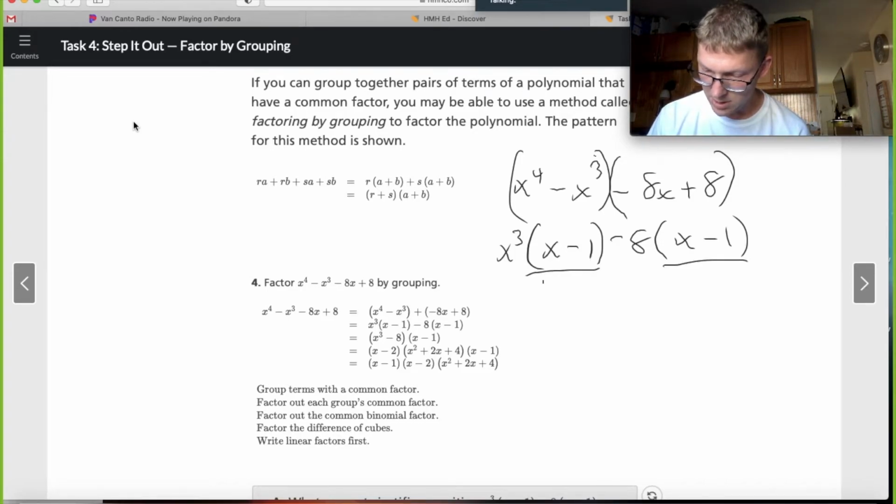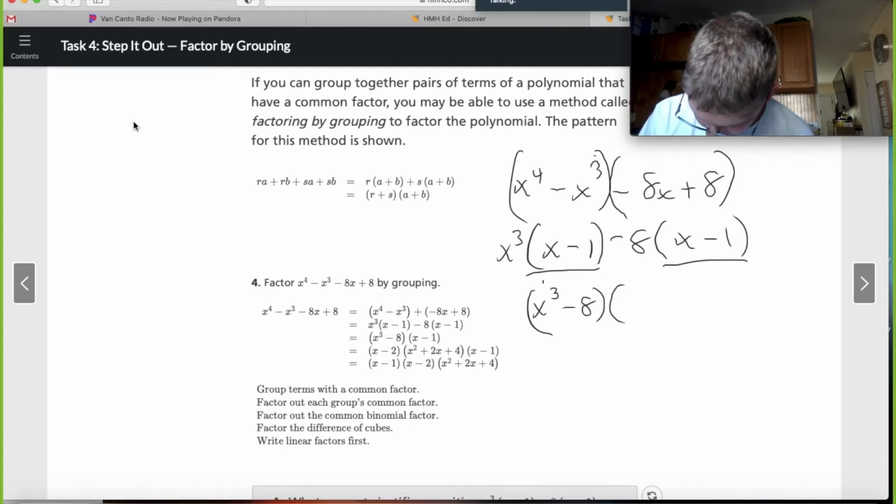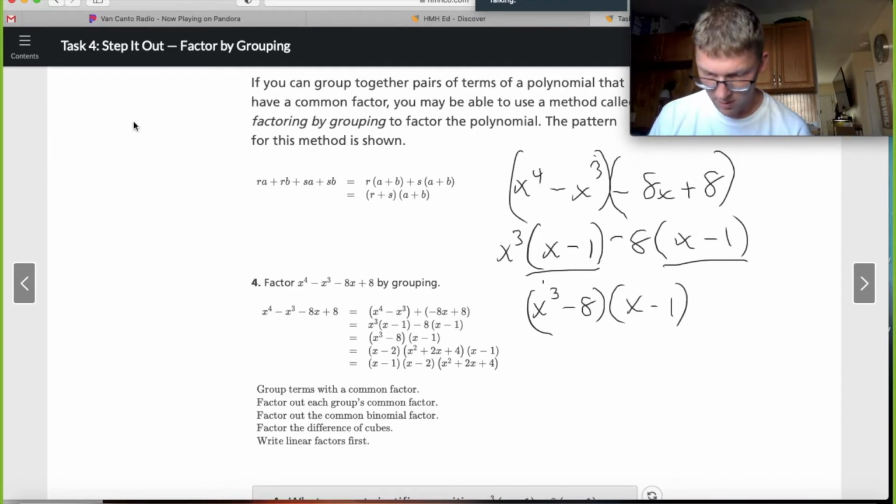Now we've got two factors that are similar, so we're going to factor those out. So then we have x cubed minus 8 times x minus 1. And hey, while we're at it, do you remember the difference of cubes? So we've got x cubed here, and then 2 cubed here, right? 2 times 2 is 4, times 2 is 8. So then we can use that pattern again.